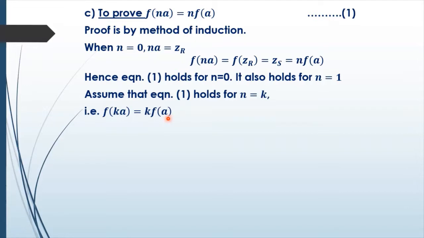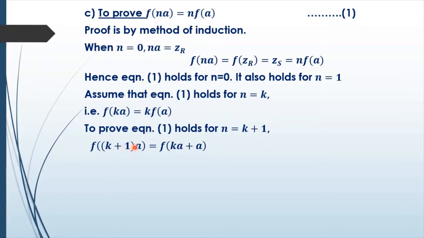Now we have to prove that f of (k+1)a is equal to (k+1) into f of a. So for that you consider f of (k+1)a. You can apply the distribution here. (k+1)a can be written as ka plus a, which is equal to f of ka plus f of a, as f is a homomorphism. But f of ka is assumed to be k into f of a, so you can rewrite like this.